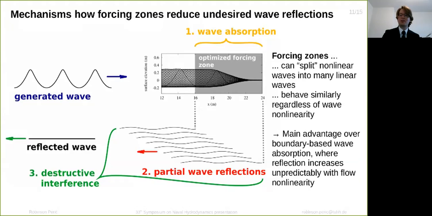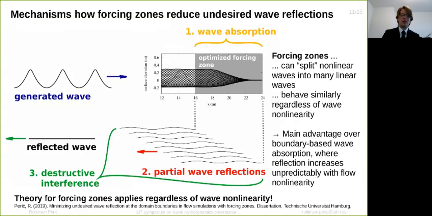And this is in contrast to boundary-based wave absorption approaches, where the reflection coefficient basically increases unpredictably with flow nonlinearity. And for complex flows, you basically cannot predict how much wave will be reflected. So this is the main advantage of forcing zones over other types of approaches, such as absorbing boundary conditions or active wave absorption. So to sum up, the theory that I presented for forcing zones applies regardless of the wave nonlinearity. So there's only a 1% or so where this can vary sometimes.